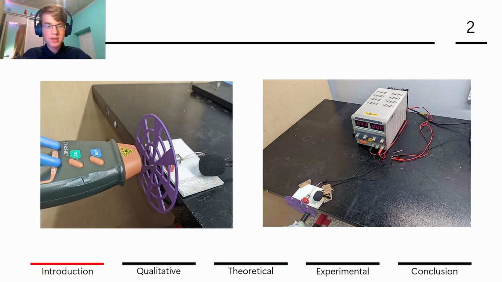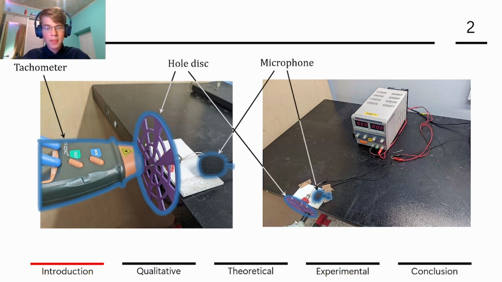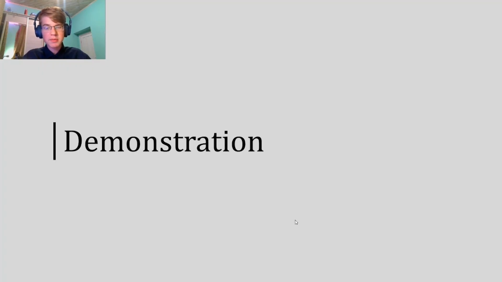This slide shows us the setup that I used for this research. It consists of a tachometer, a device that measures the frequency of our disk, a disk with holes printed with the help of a 3D printer, a microphone, a constant voltage source, a motor, and an air supply device. So let's move on to the demonstration of the effect.